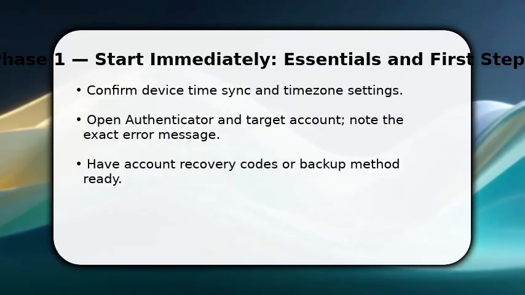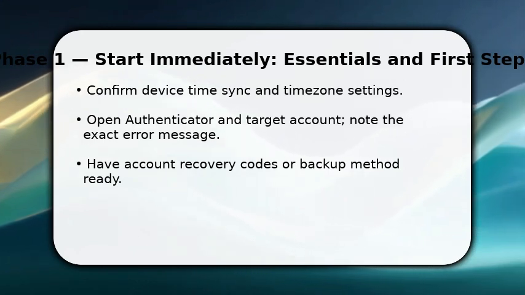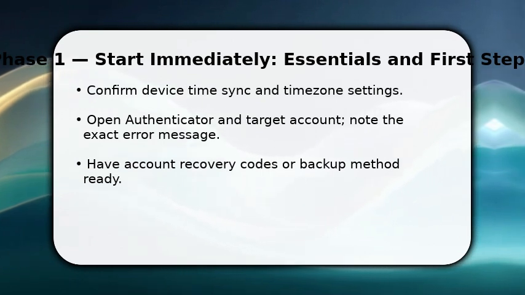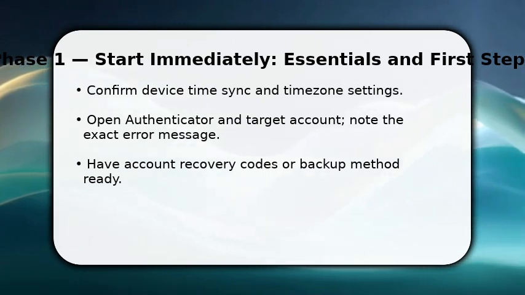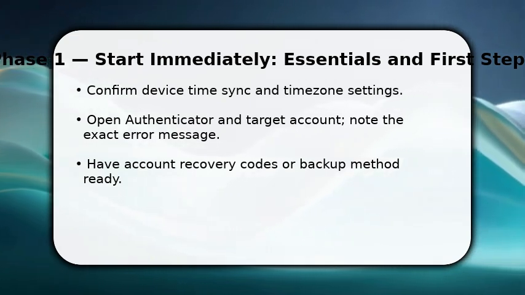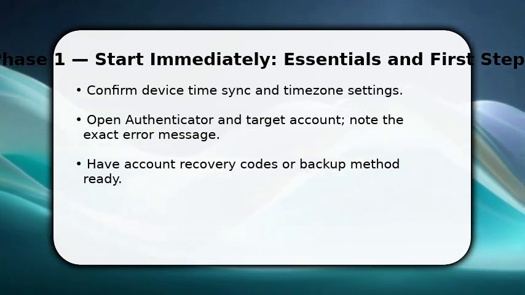You start by confirming your phone's time is precise and the time zone is correct, because Authenticator codes depend on clock sync. Once done, open Google Authenticator and view the account showing wrong code. Try again so you can compare timestamps. Make sure you have recovery codes or a backup 2FA method ready before changing anything.